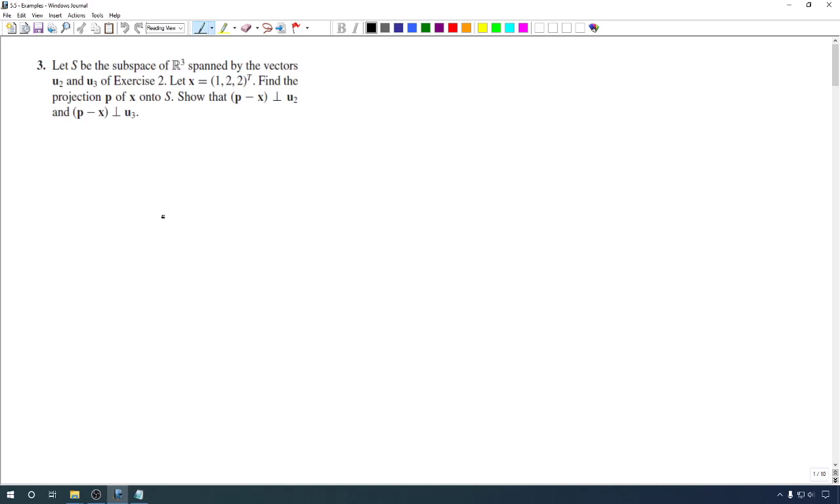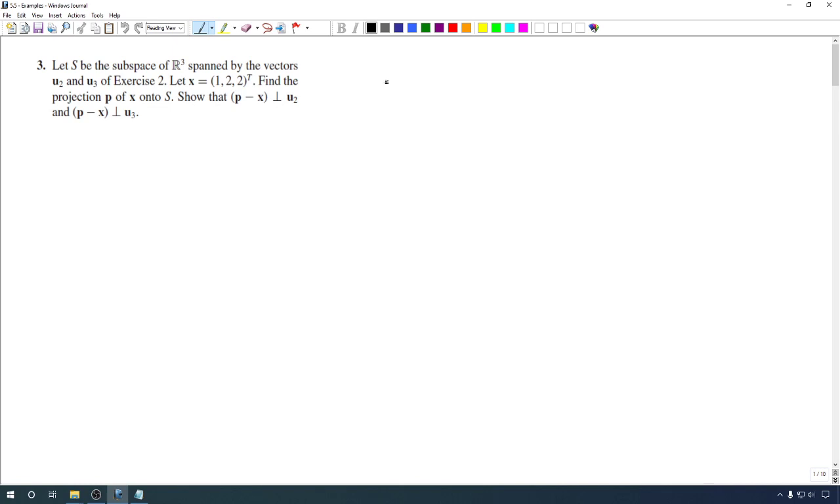Alright, let's work some problems involving orthogonal sets and orthogonal matrices. We're not going to go nearly as in-depth as we did in the actual theory videos, but we'll be able to work out some problems. So let's start with this one. This is problem 3 from the book. This is related to problem 2 on your homework.